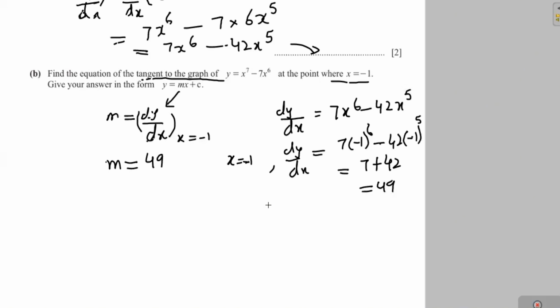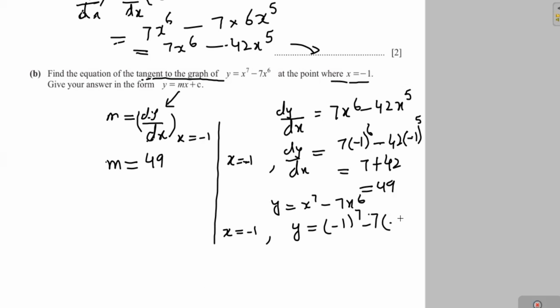Look here, the equation of the curve here is y equal to x power 7 minus 7 into x power 6. And this line is passing through the point x equal to minus 1. Then for x equal to minus 1, the value of y becomes y equal to minus 1 power 7 minus 7 into minus 1 power 6. This value becomes minus 1 minus 7. This is minus 8.